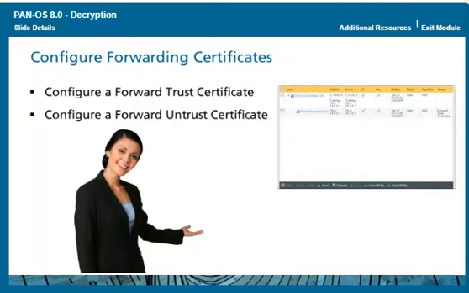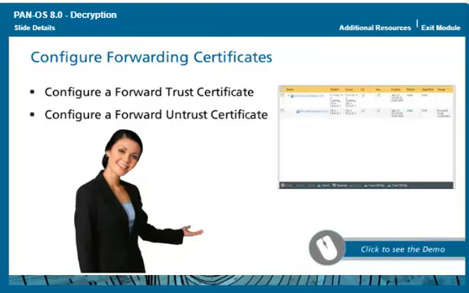However, to ensure that this certificate still can sign the server certificates, select the Certificate Authority checkbox. After you have generated the new self-signed certificate, click the certificate to open it in the Certificate Management interface. After the certificate opens, click Forward Untrust Certificate to configure it as a Forward Untrust Certificate.